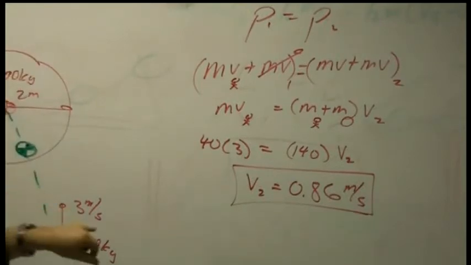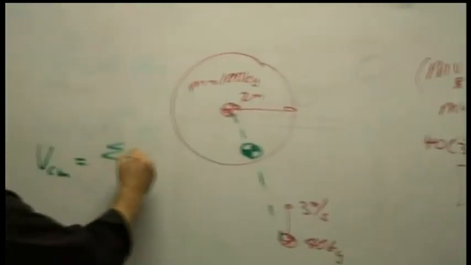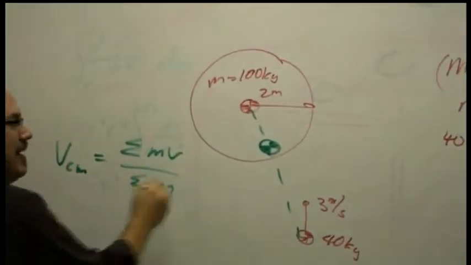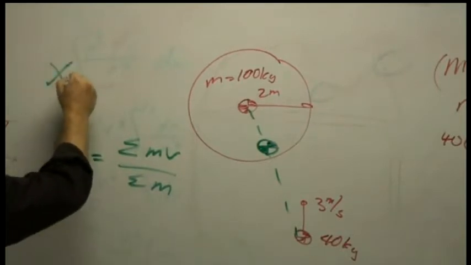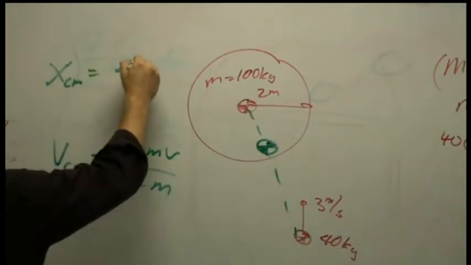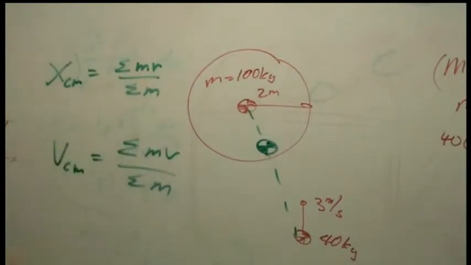Is the center of mass of the system moving up at 3 meters per second? No, it's not, because only part of the mass is moving, right? How do we figure out the velocity of the center of mass? The sum of the mv's over the sum of the m's, right? Just like we find the center of mass location: the sum of the m r's over the sum of the m's, right?